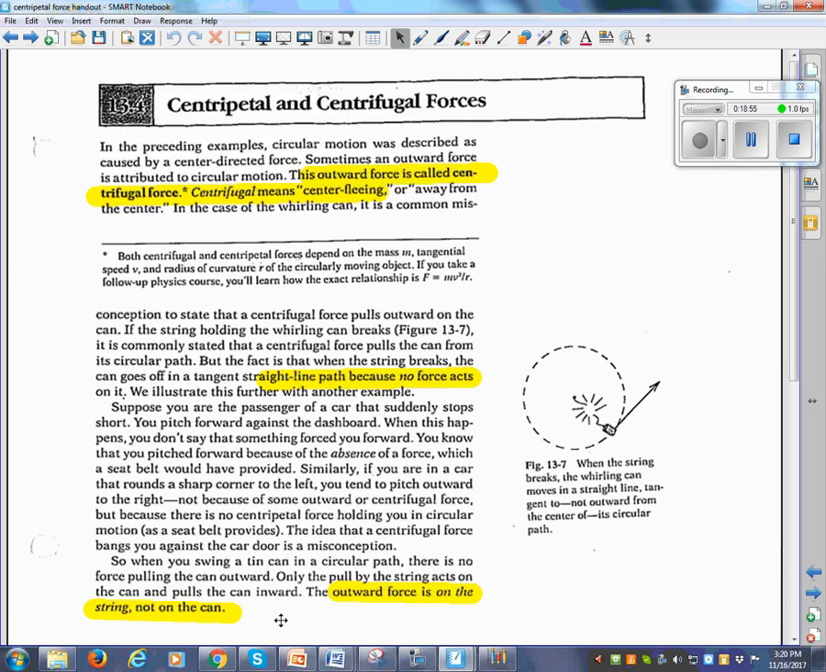Now, where does this force come from? Inertia. I'm providing the force, right? I'm pulling it inward. What's providing the force on the string outward? It's inertia, right? It's like a fake force. Fake news.